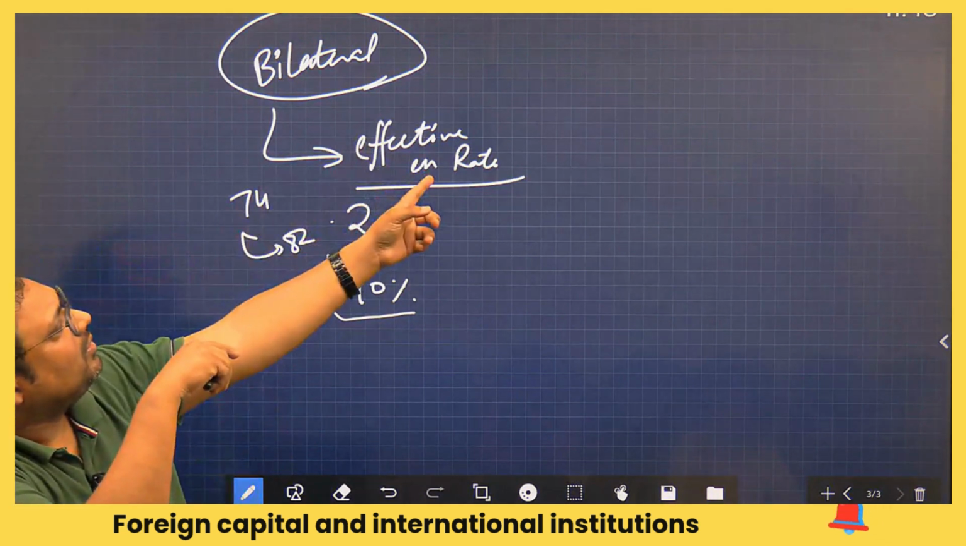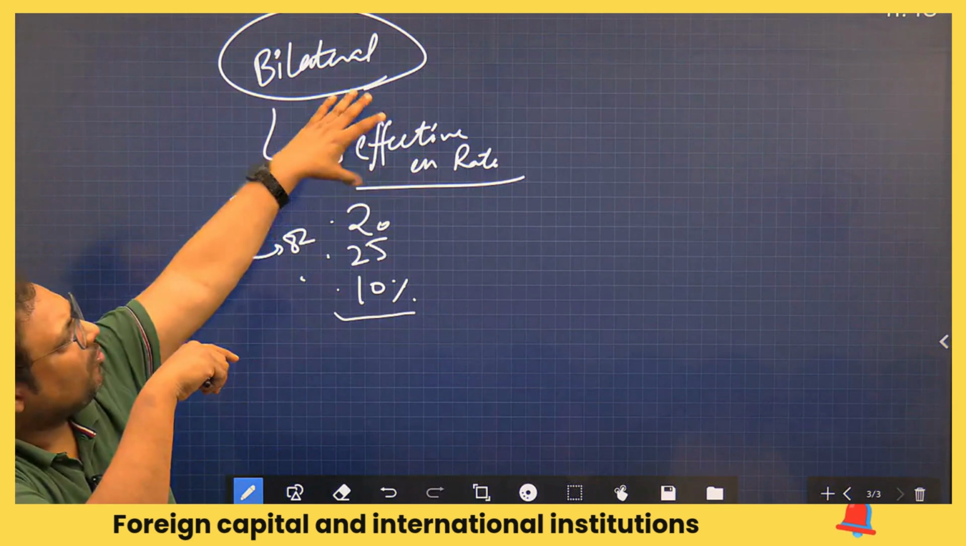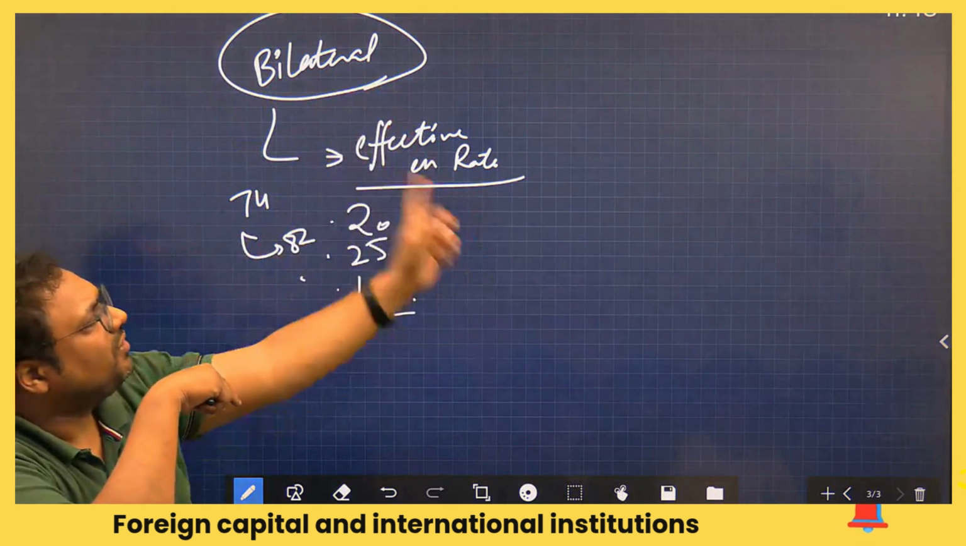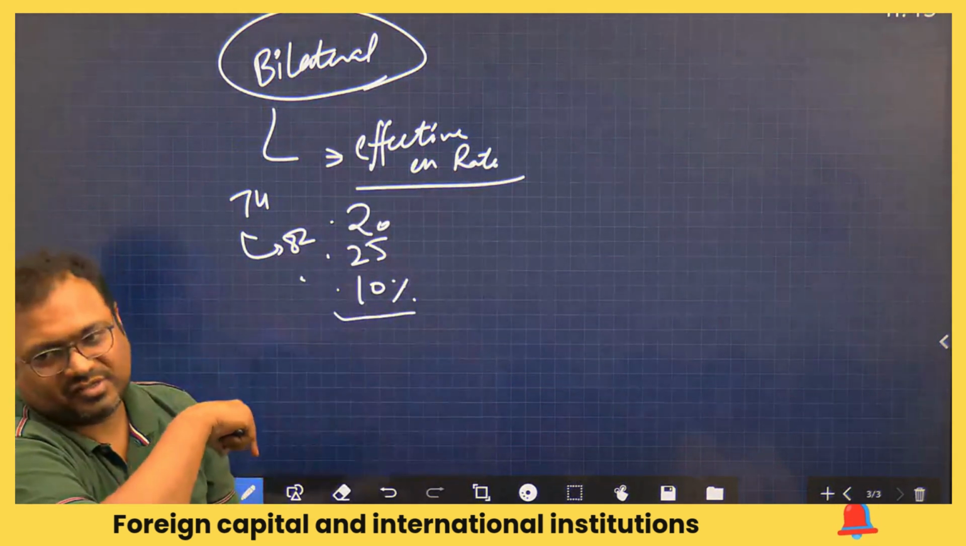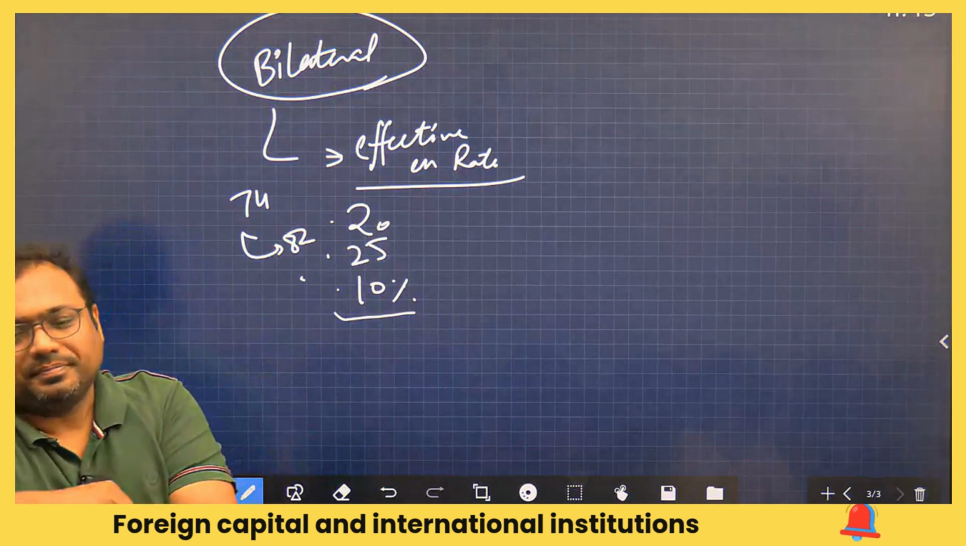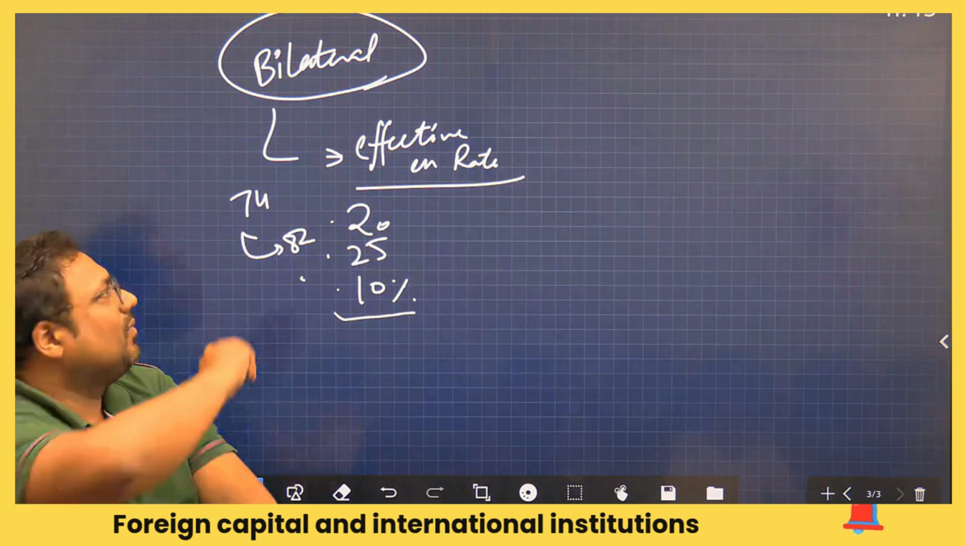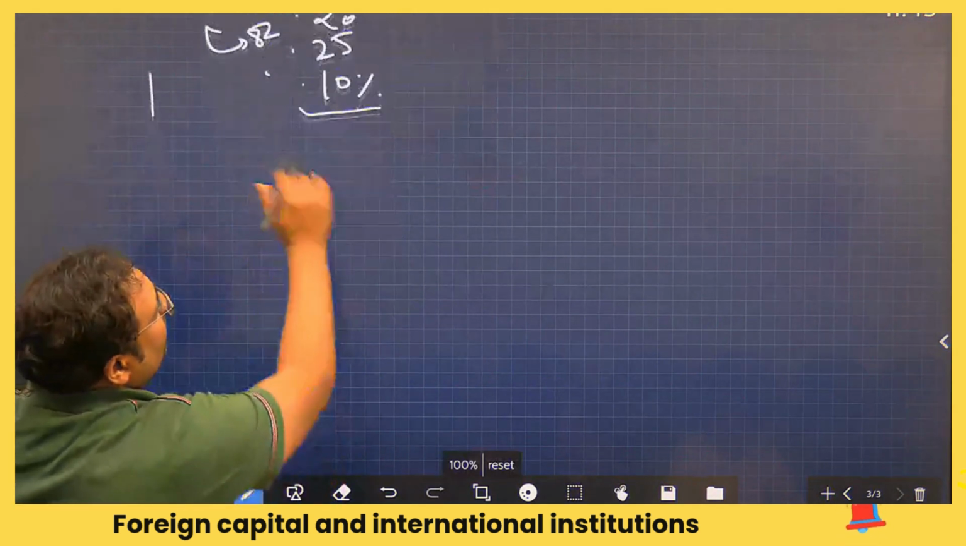But for us, those who understand economics, this concept is called effective exchange rate. You should not look at the value against the dollar. You should look at the average value against all the currencies. That is the effective exchange rate. Now you got the context? So right. Effective exchange rate is the weighted average exchange rate. When we say average, it is weighted average.